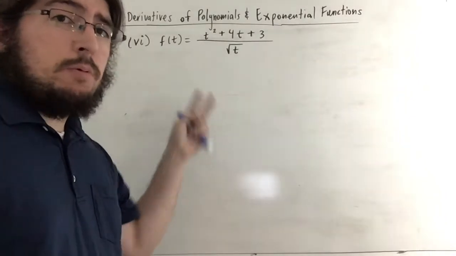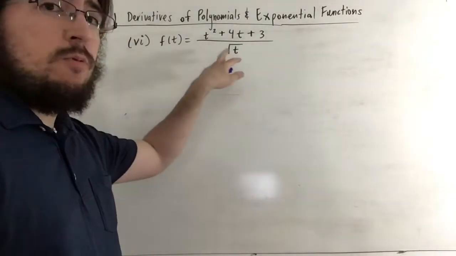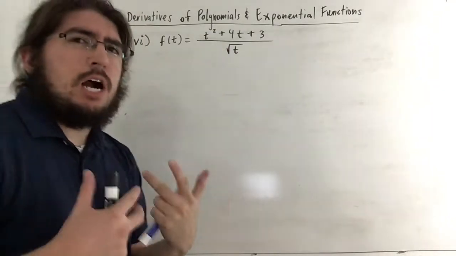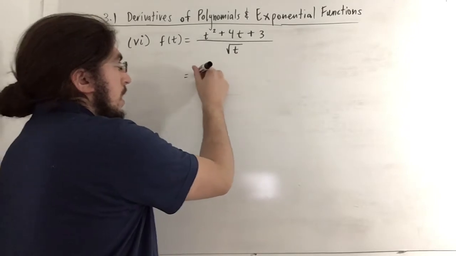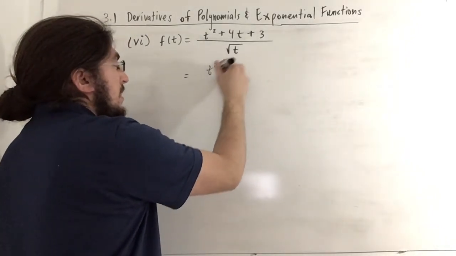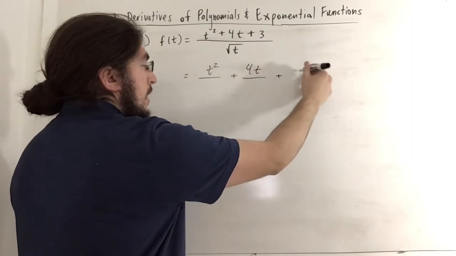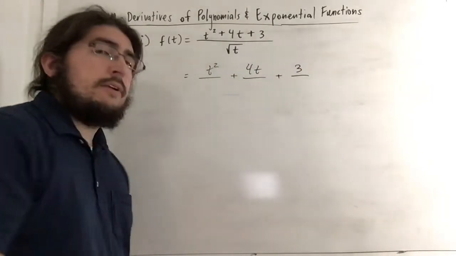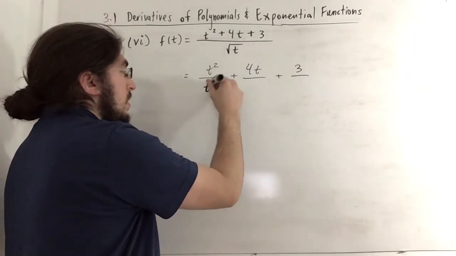We can split it up like we did one of the other ones. The only thing though is that I'm also going to rewrite the radical as a 1/2 power. And that's pretty common in this class. We'll be doing that a lot actually. So I'm going to not only split it up as t squared over the common denominator, 4t over the common denominator, and then plus 3 over the common denominator, but I'm simultaneously going to replace radical t with t to the 1/2.